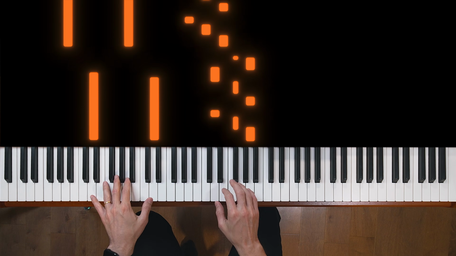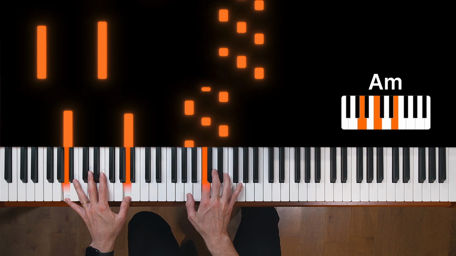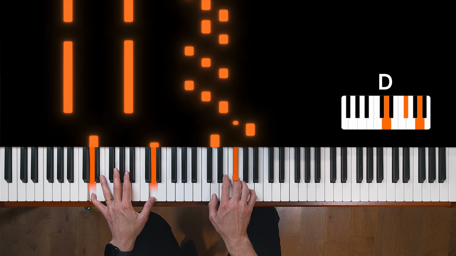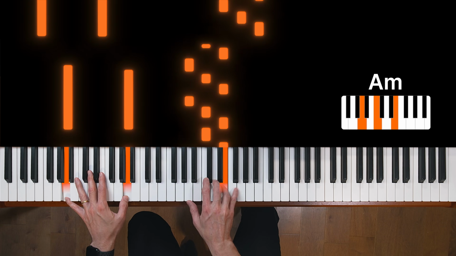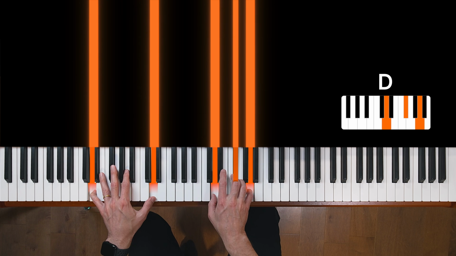But if I play using exactly the same chords, exactly the same rhythm pattern, but only in root position, it will sound like this. It sounds okay, but definitely something is missing.